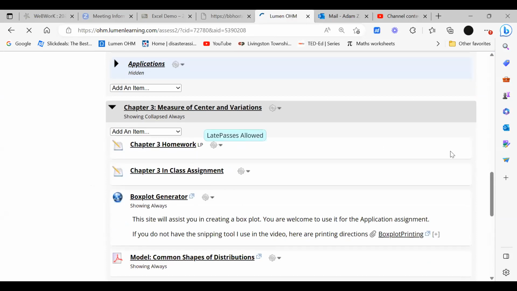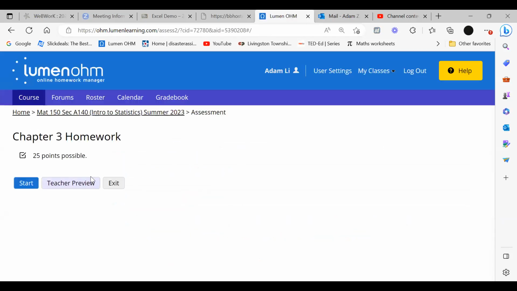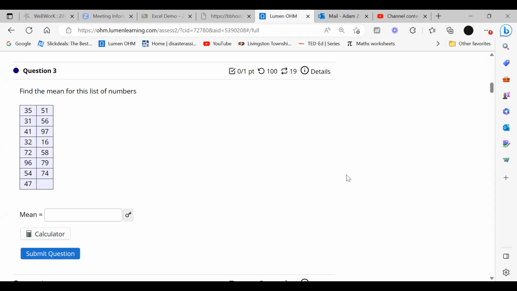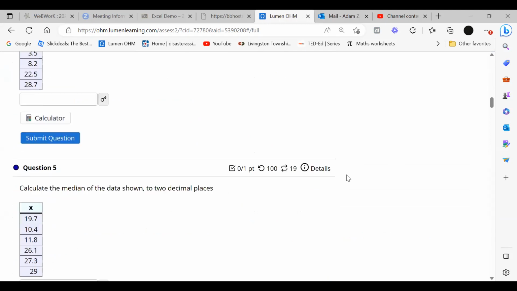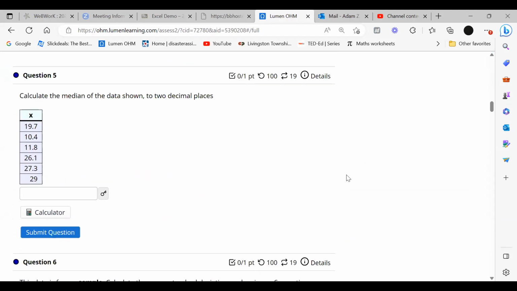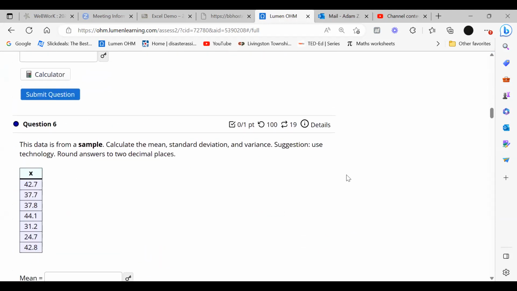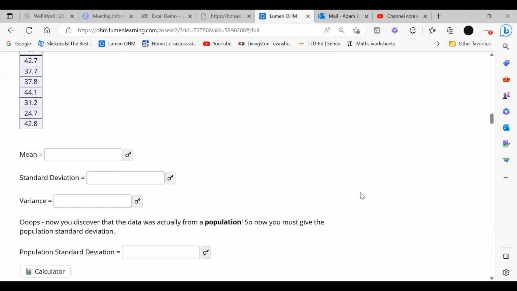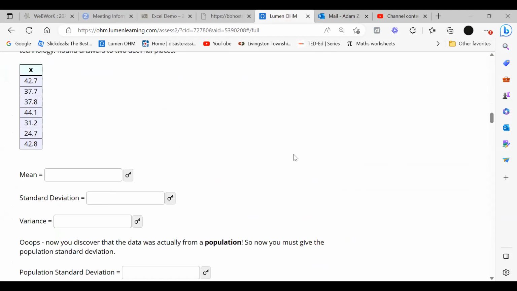Since you guys have a question about the standard deviation, the variance, let's look at one of the questions here. Let's do it together. Most of them are mean, median, mode. I mean, some of them have mean, median, mode, and standard deviation. I think this is a good one.